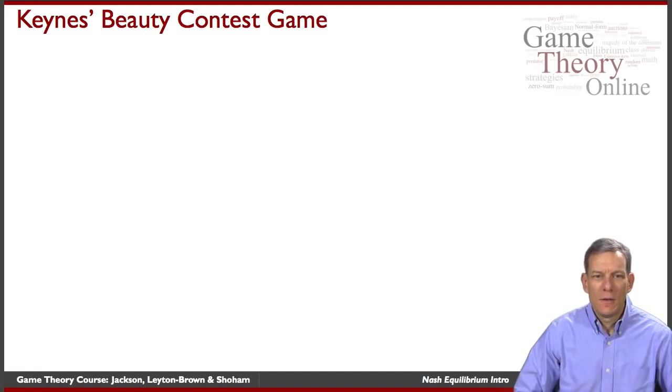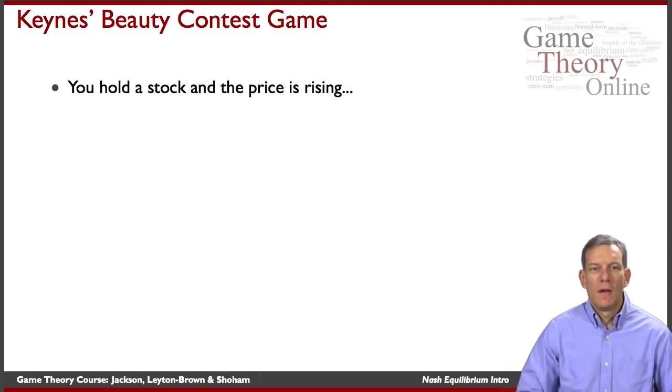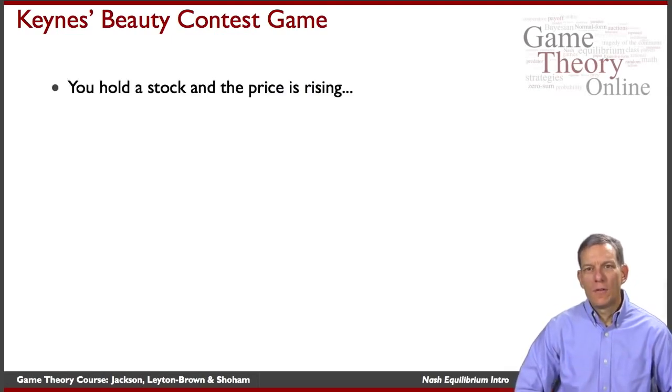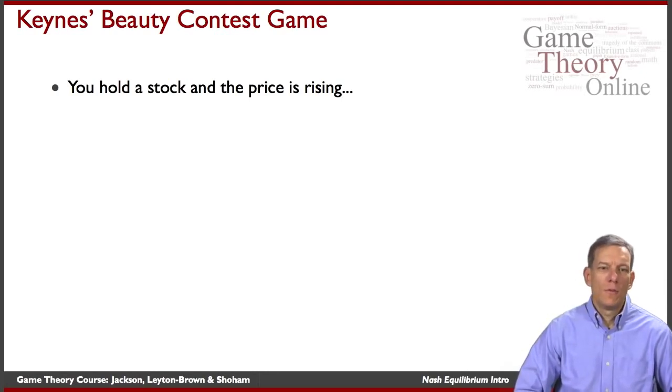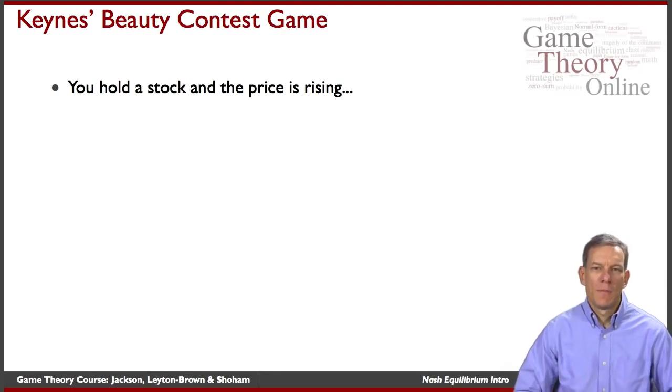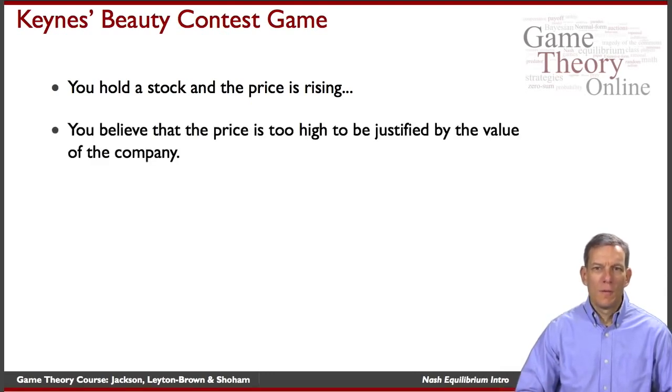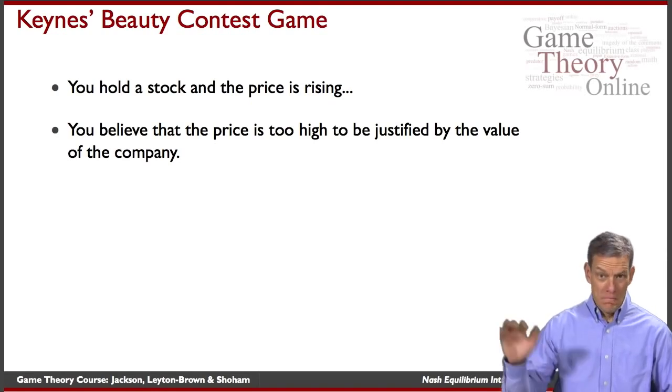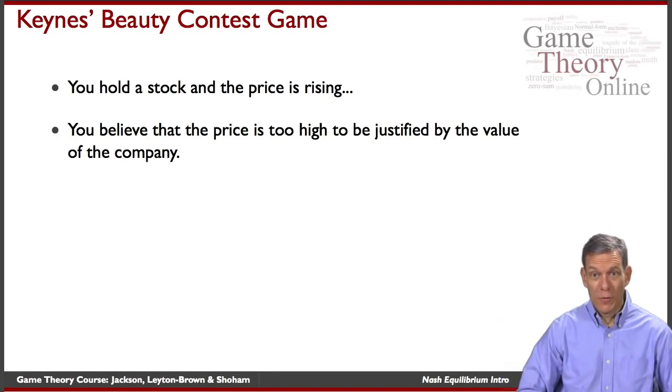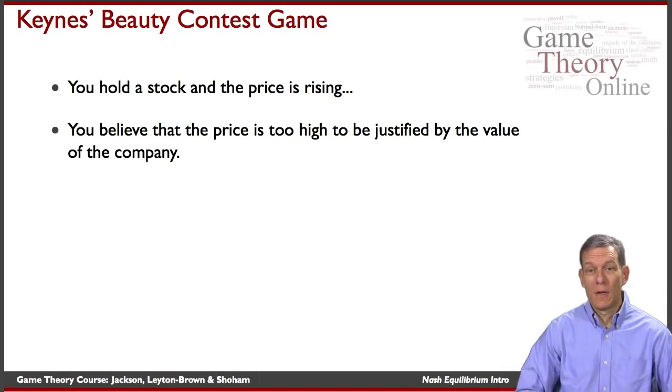So what's the idea here? Let's think of a basic situation that Keynes described in some detail. You have a stock, you're holding on to it, and the stock price is rising. That's great, you're an investor trying to make profits off of your stock holdings. And you begin to believe that maybe the stock is too high to be justified by the value of the company. It's possible that this stock is overvalued, maybe there's a bubble in the market, and you're starting to think about selling.